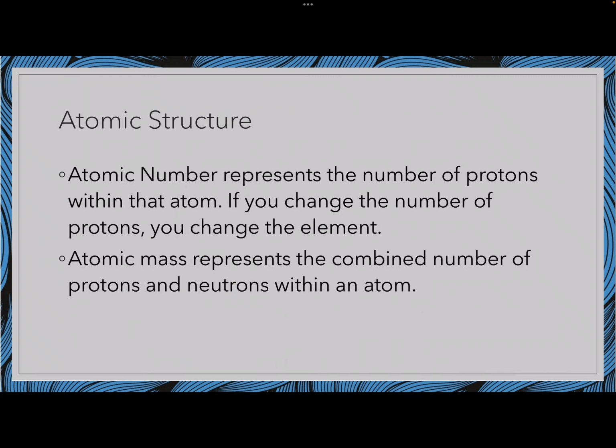Now, the atomic mass number, that represents the combined number of protons and neutrons within the atom. Okay, so for example, carbon has a mass number of 12. That means that it's got 6 protons because you can't change the number of protons because it's got 6 for the atomic number. So it's 6 protons, 6 neutrons adds to 12.